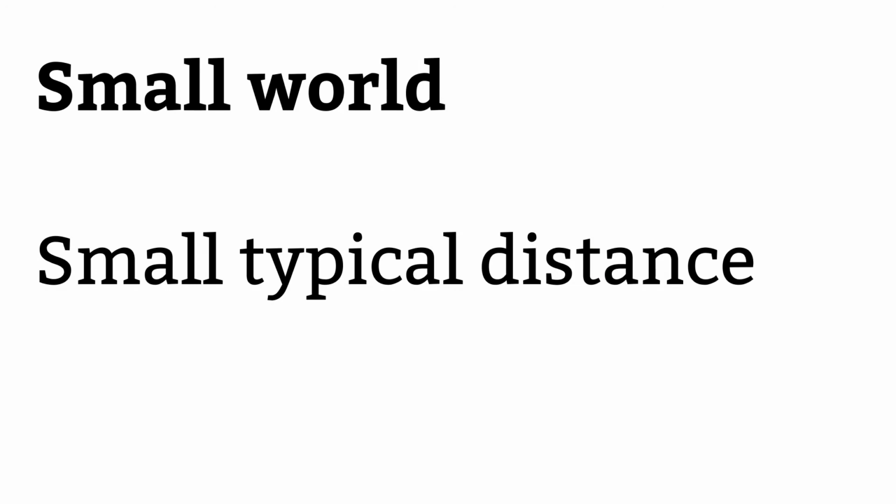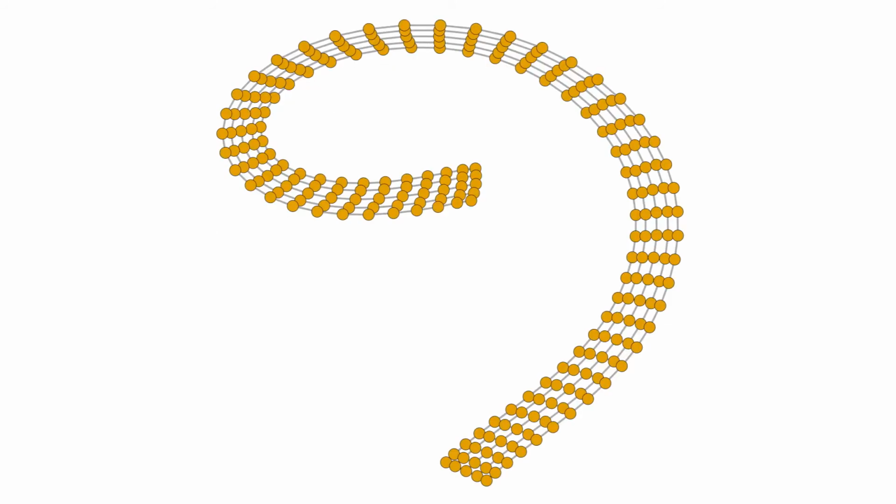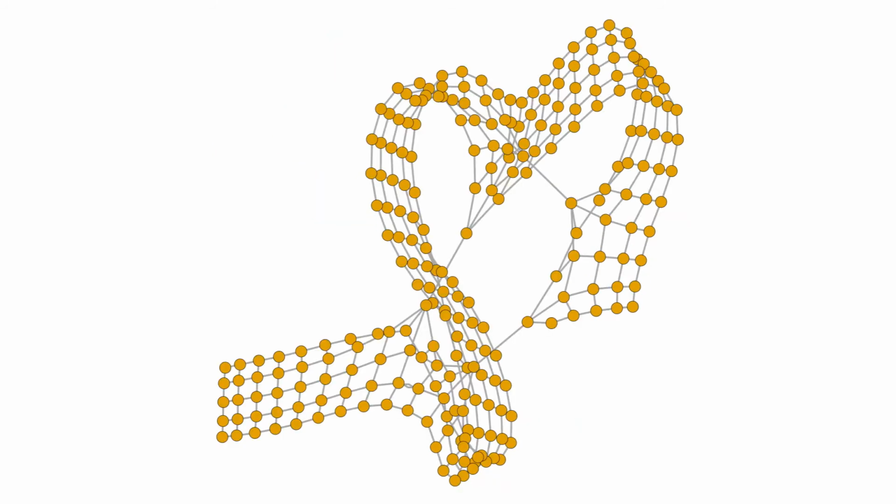In real-world networks, distances tend to be short. This network is a grid. The path from one end to the other is rather long. Real-world networks are closer to this one, which is the same with a few random shortcuts added.